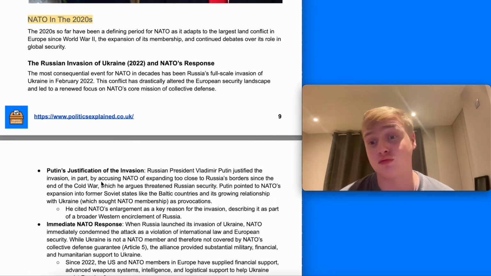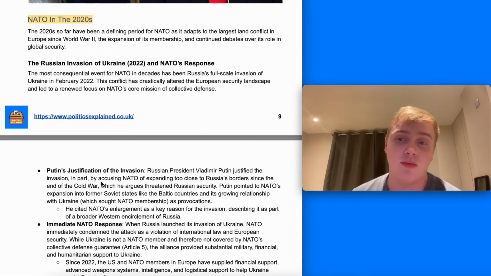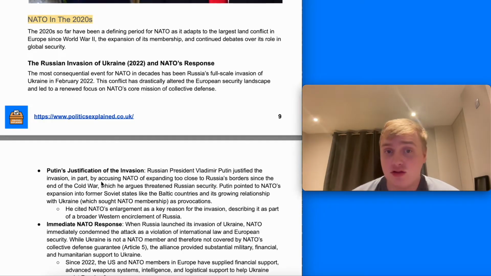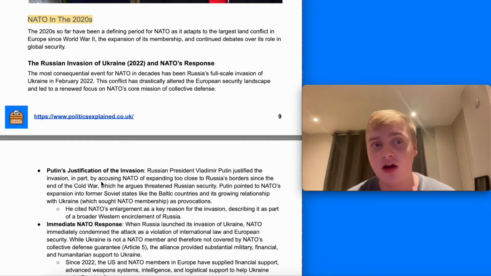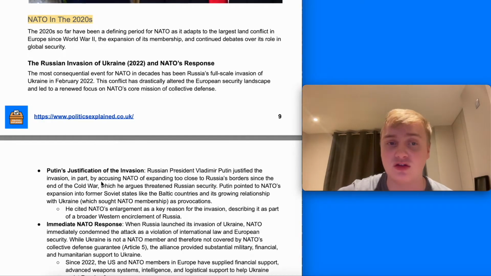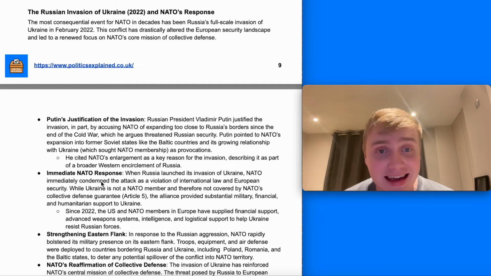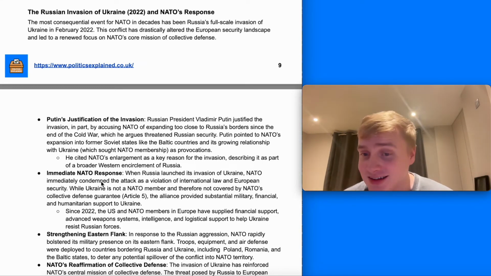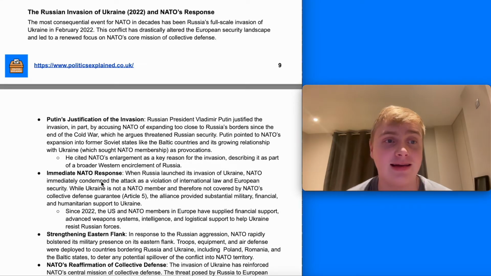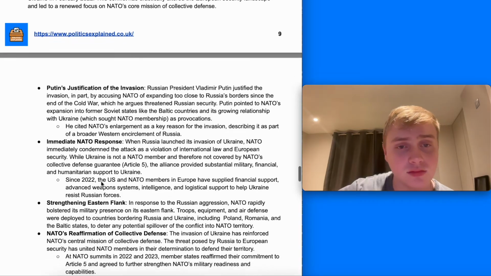The 2020s have really been a defining period for NATO, and a really key period as it adapts to the largest land conflict in Europe since World War II. And that is, of course, the Russian invasion of Ukraine in 2022. And that was the most consequential event for NATO in decades. It's drastically altered the European security landscape and led to a renewed focus on NATO's core mission of collective defence.